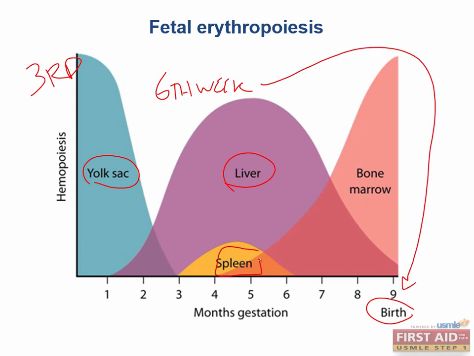But the spleen also contributes from weeks 10 to 28. When does the bone marrow finally get some action in this? The bone marrow kicks in from 18 weeks until adulthood.